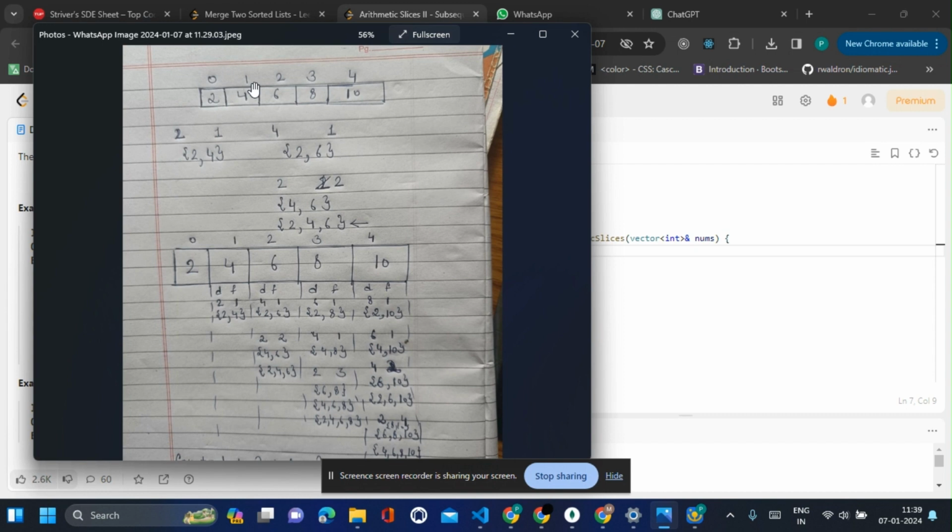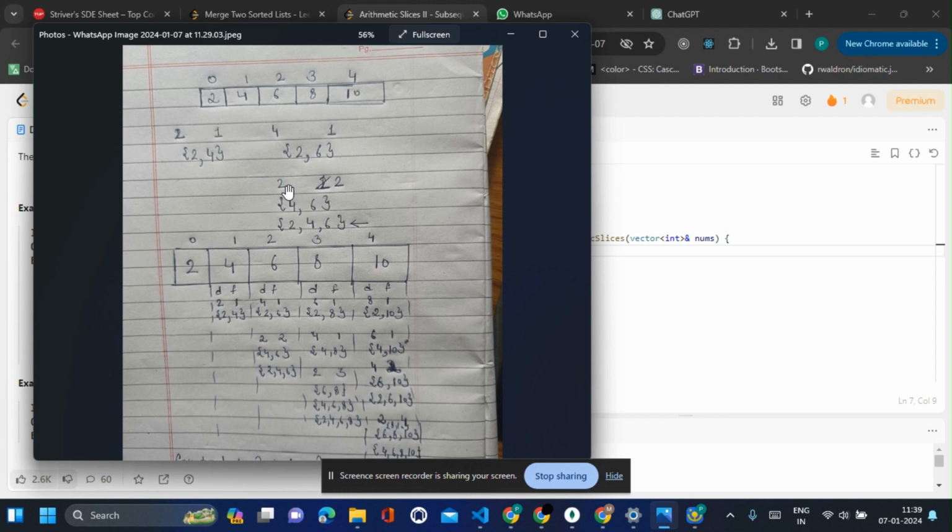Now i is at 1 and j equals 0. Our common difference is 4 minus 2, which is 2. So now we have one subsequence with common difference 2, that is 2, 4. Now again, we move i further and count 6 minus 2, which is 4. Now we have one subsequence with a common difference of 4, that is 2, 6.